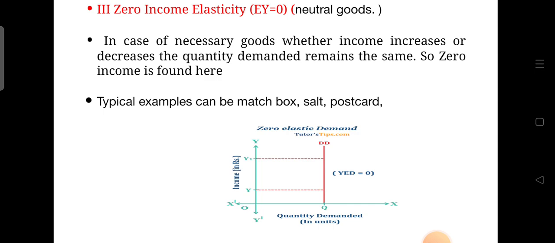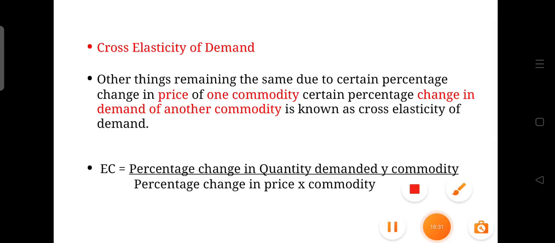So you can see, when the income is y, the quantity demanded is the same. When the income has been increased to y1, the quantity demanded is also the same. So this is regarding your zero income elasticity of demand. And the last one is cross elasticity of demand.